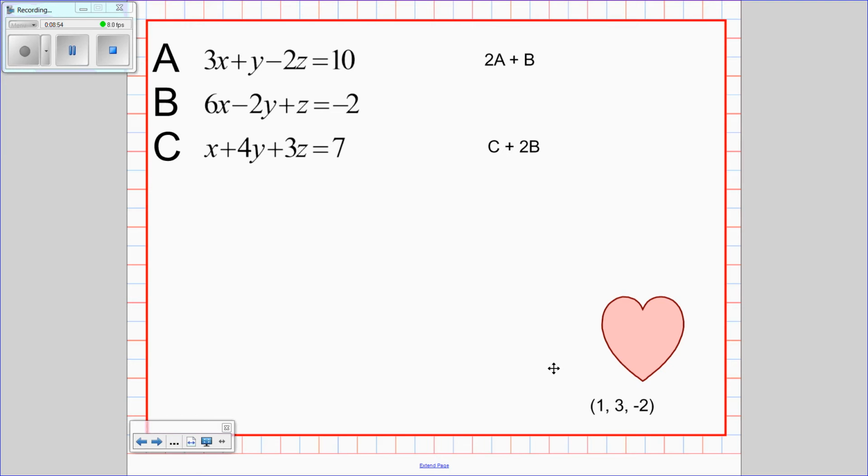The answer to this system of equations is 1, 3, negative 2. Remember, that means x equals 1, y equals 3, and z equals negative 2. You can check that by plugging in 1 for all of the x's, 3 for all of the y's, and negative 2 for all of the z's.